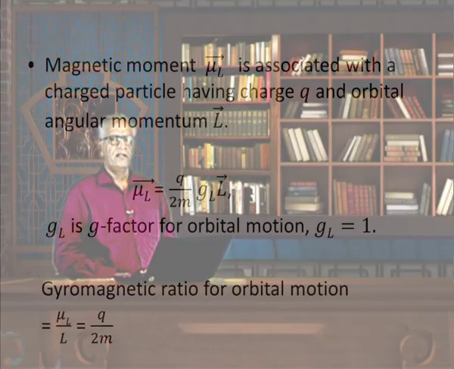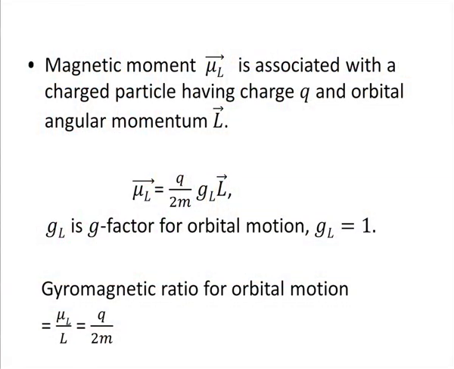Now, magnetic moment mu L associated with a charged particle having charge q and orbital angular momentum L is given by mu L is equal to q by 2m g_l times L vector, where g_l is g factor for orbital motion and g_l is equal to 1, and gyromagnetic ratio for orbital motion is defined as the ratio of mu L and L, that is mu L by L is q by 2m.